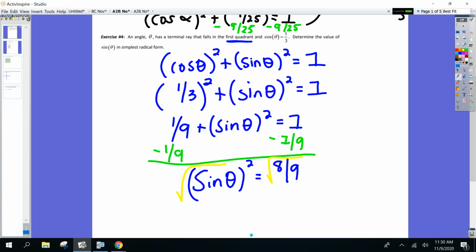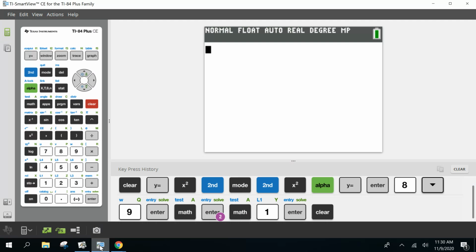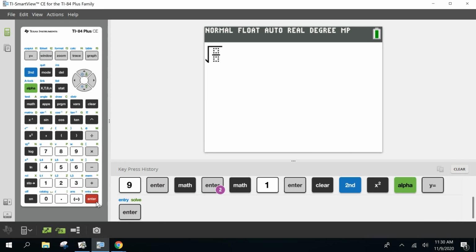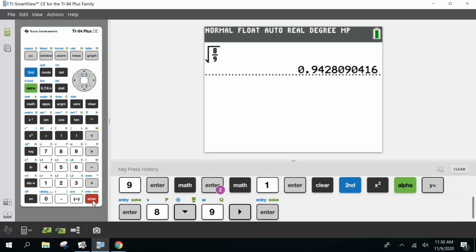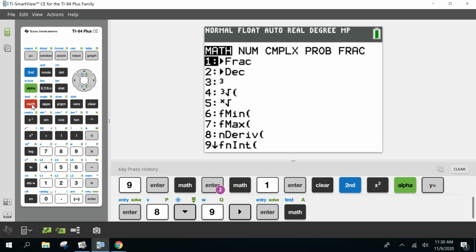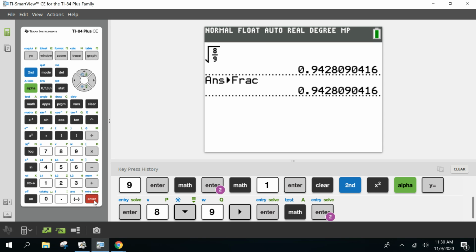Uh-oh, we're going to have a problem, but it's okay. I'll do it with you. I'll go to my calculator and do the same thing. So we're going to take the square root of 8/9. Maybe we can turn it back into a fraction. Let's check. If I hit math, fraction. Oh boy. I can't turn it back into a fraction.